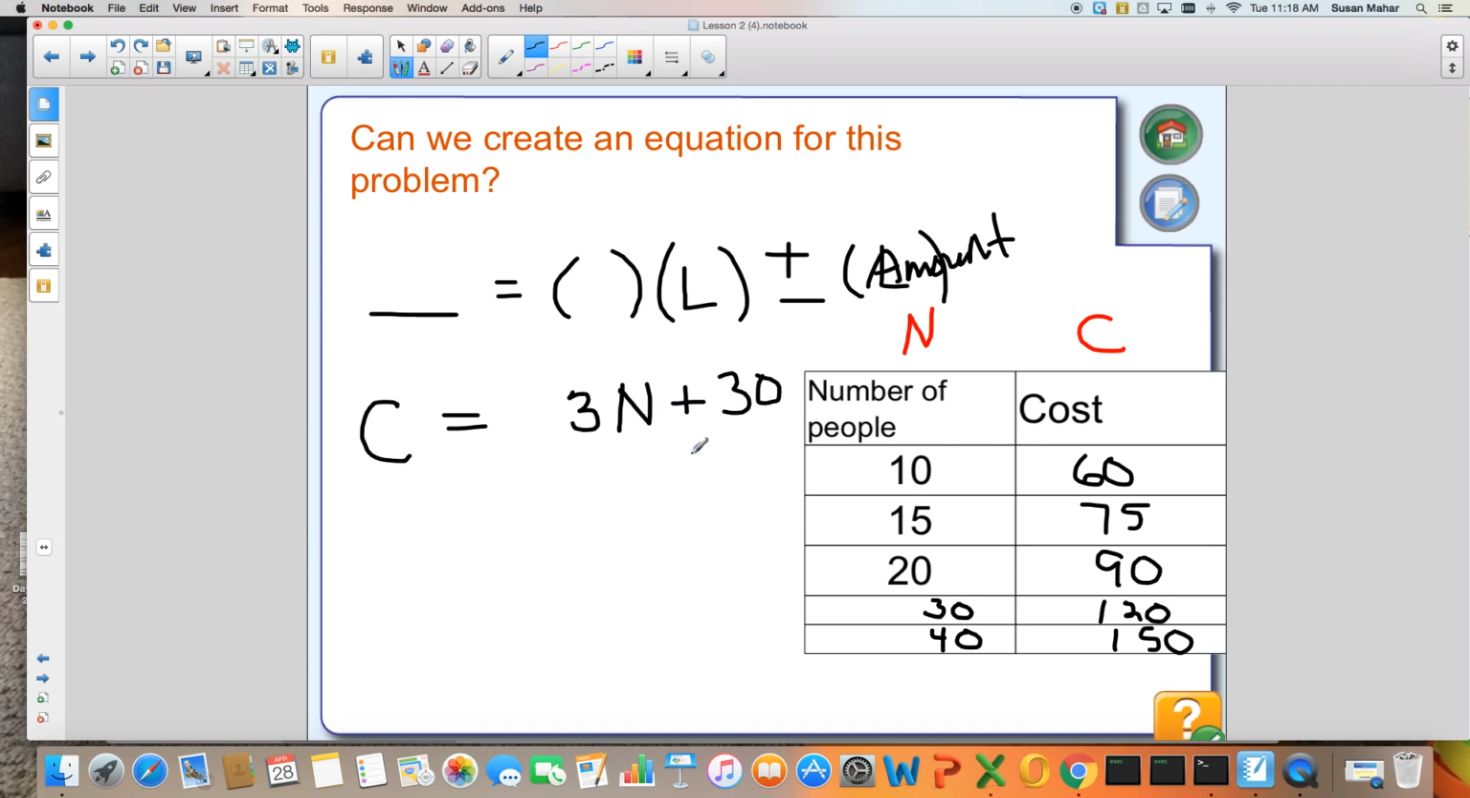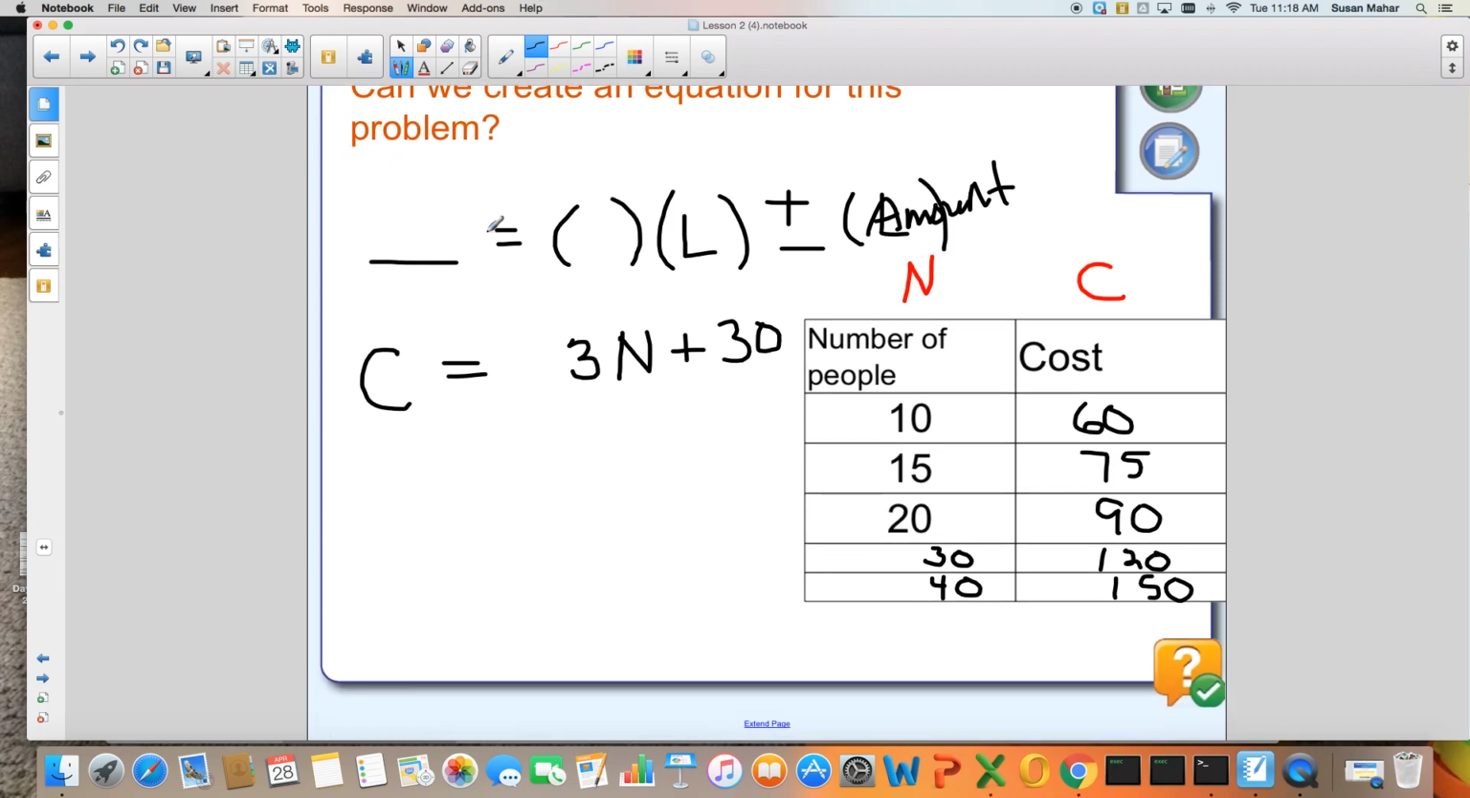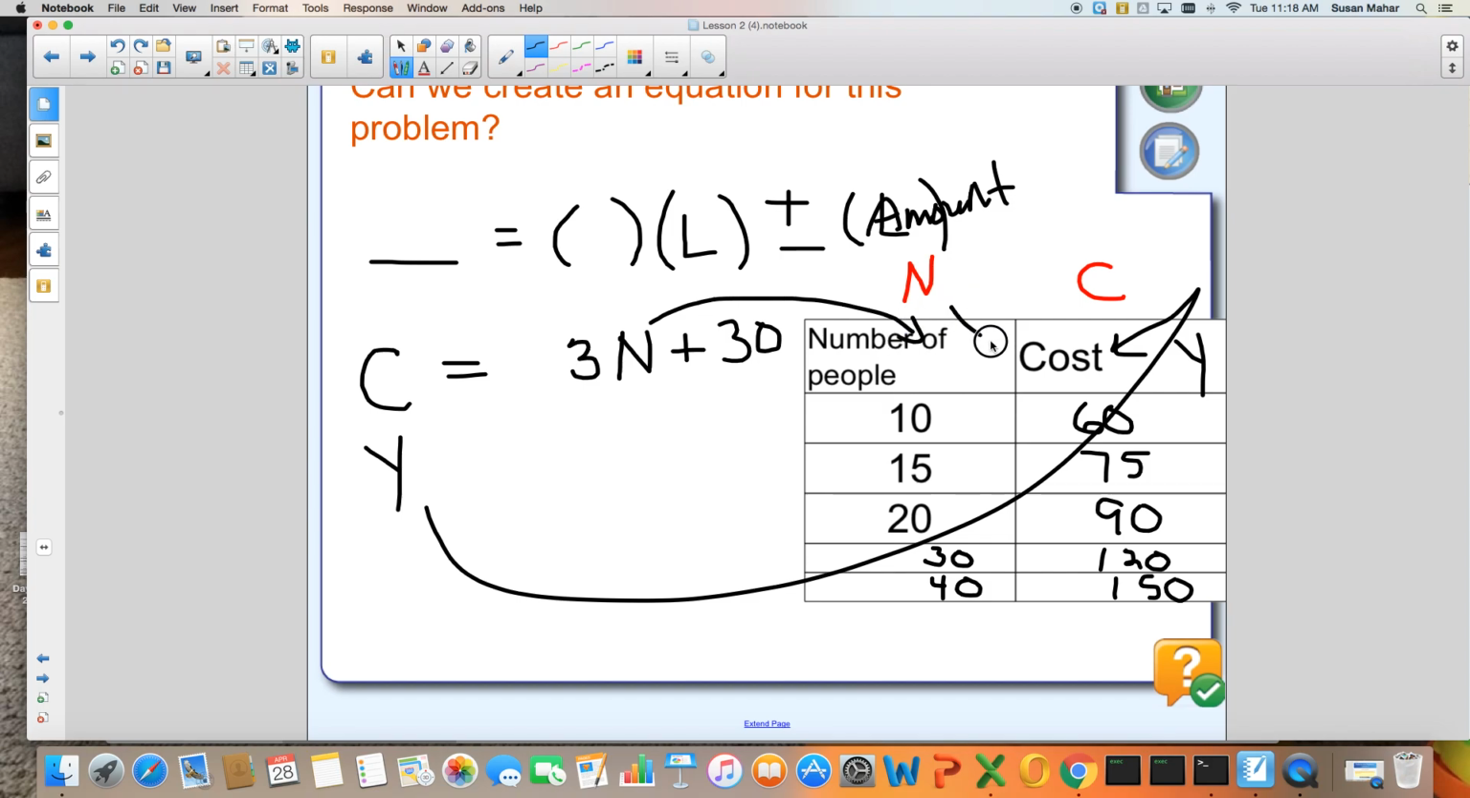And sometimes coming up with the equation is the hardest thing to do. But if we think about it, this is the total that we're going to come up with. This is our y value over here, okay? Sometimes we call it something else in grade 8. As you move through school, more and more often it will be called y, but we need to understand that it can be any letter, and this amount, the number of people, is our x value. All right, and our equation for this is c is equal to 3 times n plus 30.